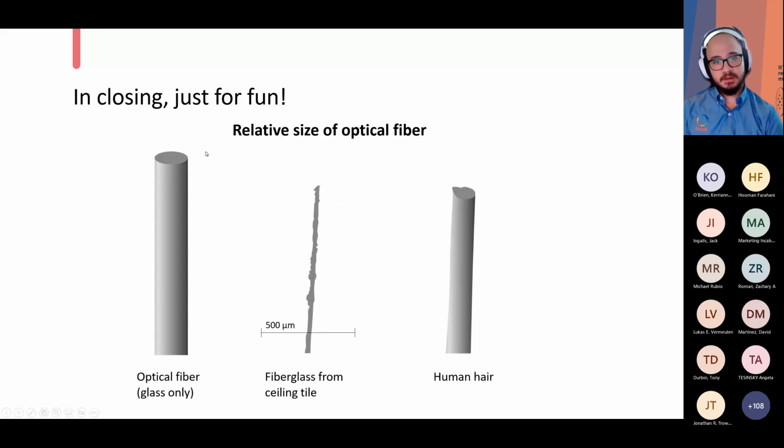And then in closing, we have a size comparison of fiber compared to some other common things. We have the optical fiber, just the glass without the cladding, fiberglass tile, and then human hair. So it's about the same size as human hair, which is kind of crazy to think about.